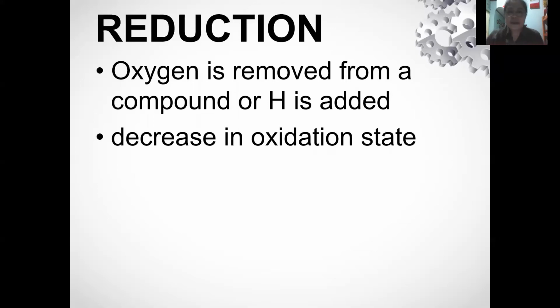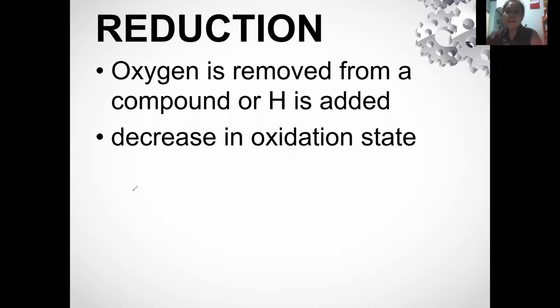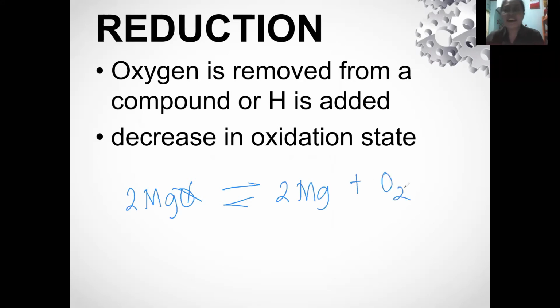Ayan. So, sa reduction naman, let me write on the screen. Babalik tayo rin. So, for example, you want to get rid of this oxygen. Ayan. Sa chemical reaction, you will have this one. So, kabaliktaran talaga siya ng oxidation. So, this one is the original formula. And then, maghihiwalay sila. You will remove oxygen and will get two atoms of magnesium and you have a molecule of oxygen.